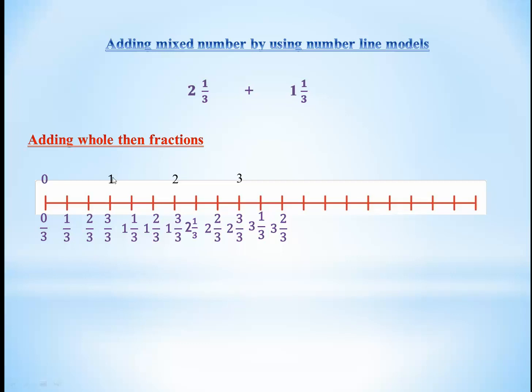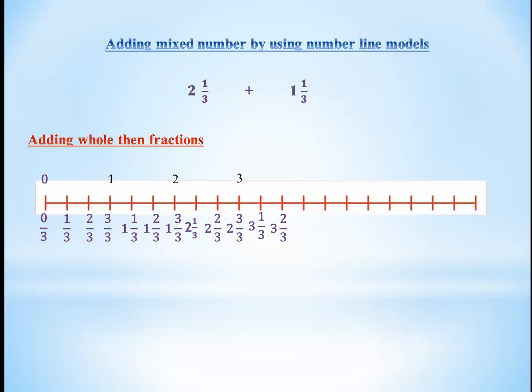We know that 3 over 3 is 1. Okay, so the next ones will be 1 and a third, 1 and 2 thirds, 1 and 3 thirds, which equals 2. Then 2 and a third, 2 and 2 thirds, 2 and 3 thirds, which equals 3. Then 3 and a third, 3 and 2 thirds, and I don't think we need to draw another one.